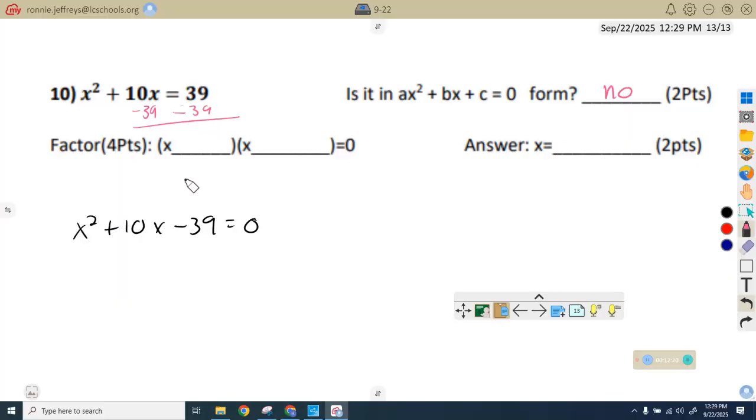Okay. So this tells us our signs are different. This tells us our bigger number is going to be positive. Now, two numbers that you multiply and you get 39. Yep. 13, 3. And then we do the opposite. So that'd be -13 and +3.